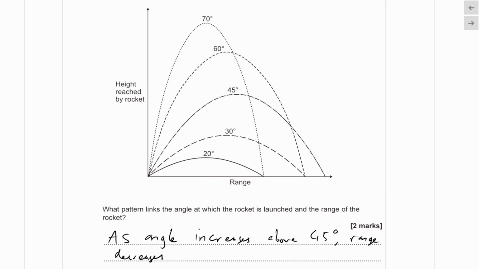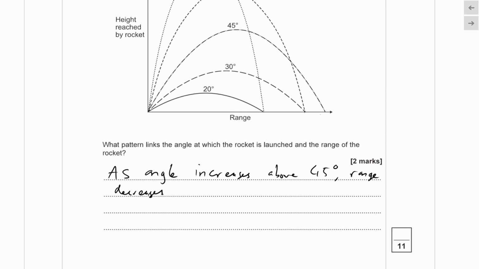Alright, now what about at the lower angles? Because when the angle is less than 45 degrees, we also have a lower range, right? That's because you're shooting it too narrow and it can't get enough height to carry on going. It hits the floor. And the same with 20 degrees, it's even less. So, as the angle decreases below 45 degrees, the range also decreases, okay? So I'm going to say as angle decreases below 45 degrees, range decreases. Alright, and that is your answer.